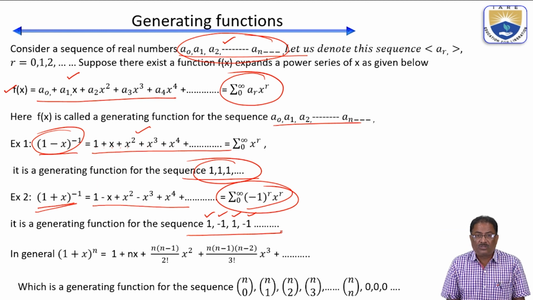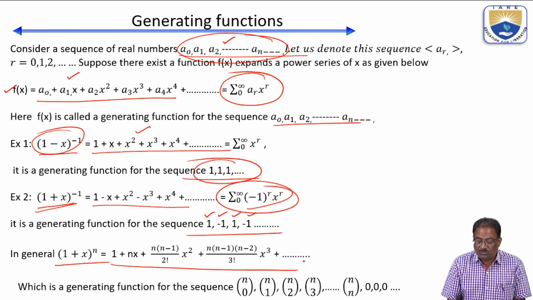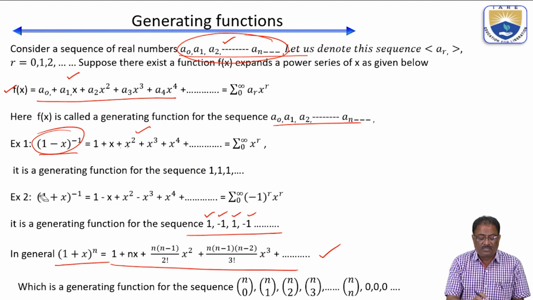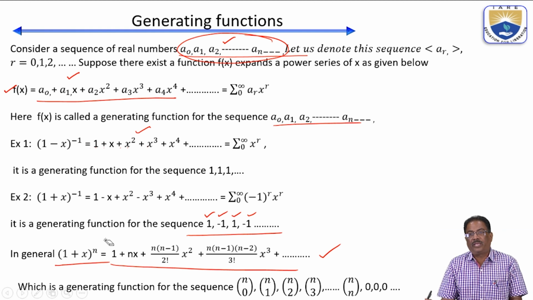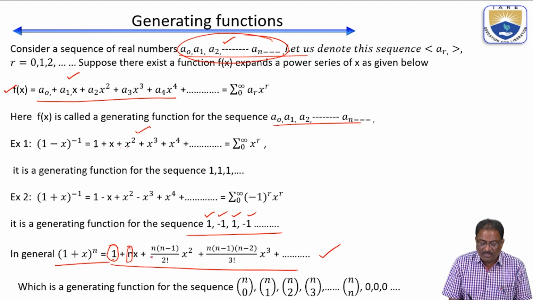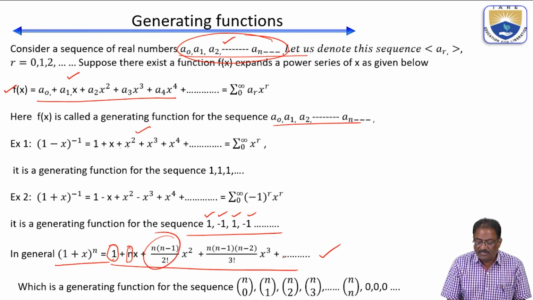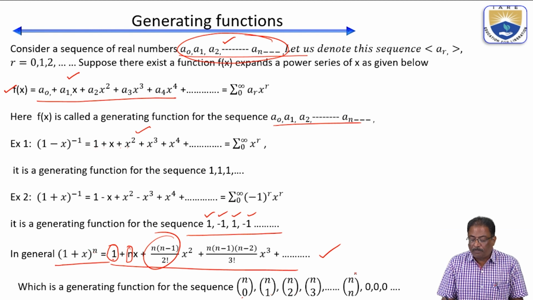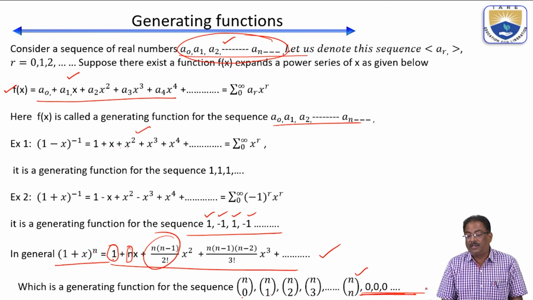In general, using the binomial expansion, if I take 1 plus x whole to the power n, the binomial expansion corresponds to a generating function with coefficients nC0, nC1, nC2, nC3 and so on. This is nothing but only up to the power of n. Up to n we are considering, and the remaining terms we consider as 0.